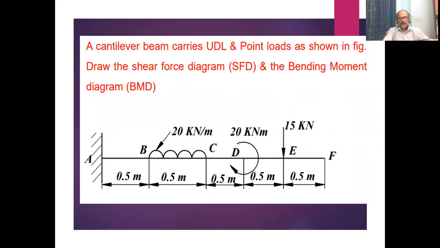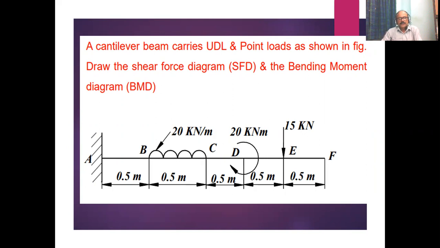Next, for this problem, a cantilever beam with UDL, as well as point loads are shown, we have to draw that shear force and bending moment diagram. To draw this, if you look at that load diagram given, we have point load, we have uniformly distributed load, and in addition, we have a couple of 20 kilonewton meter at point D.